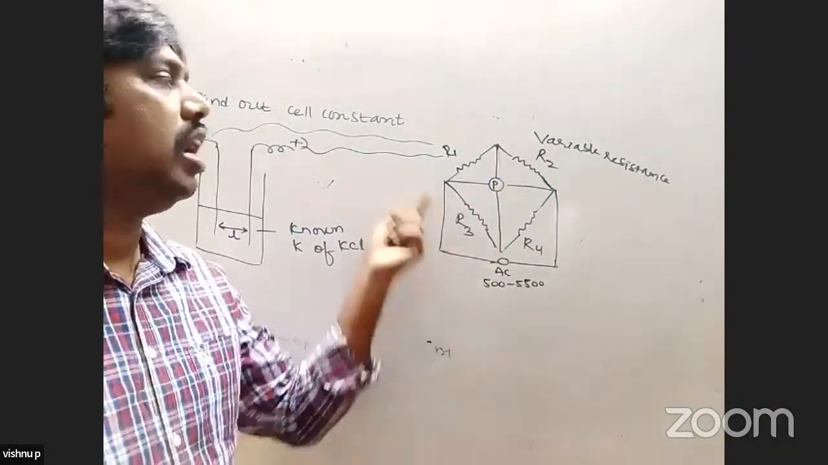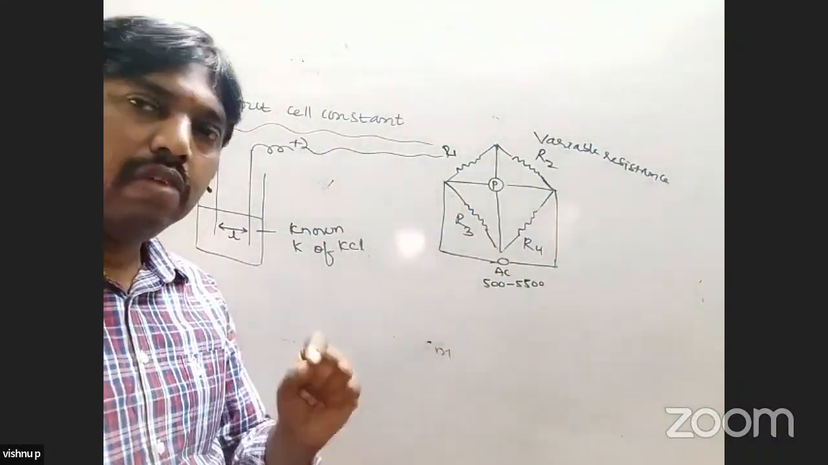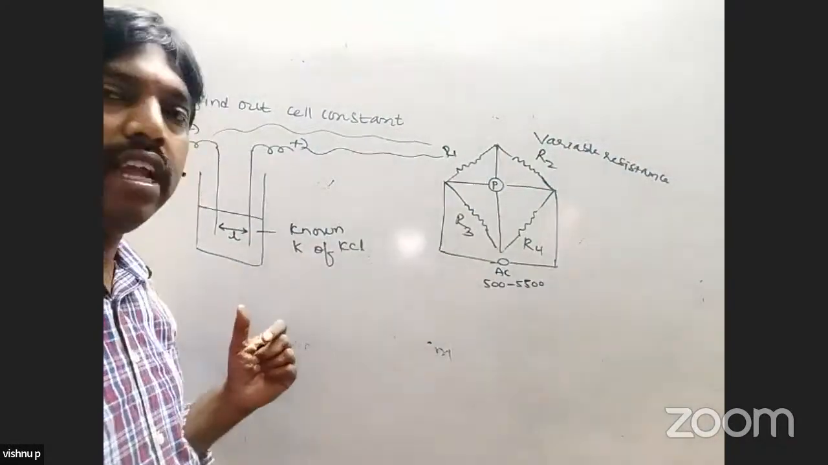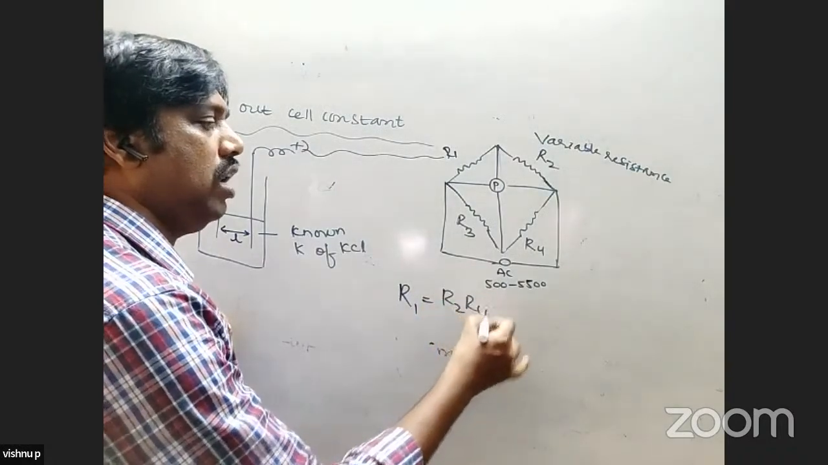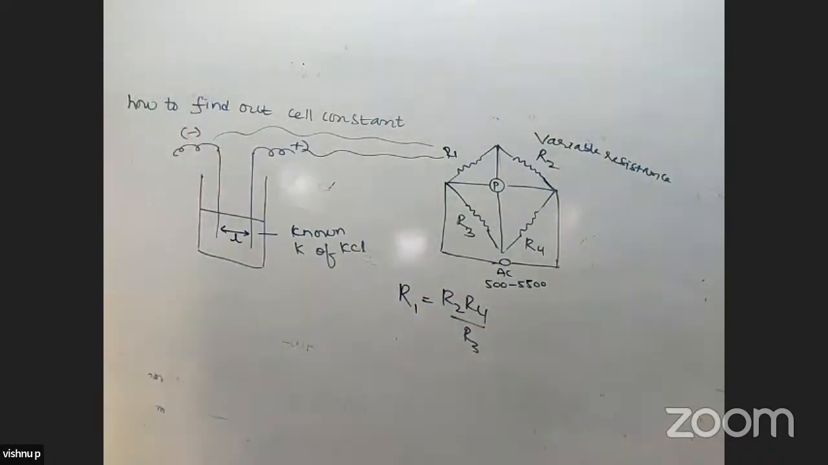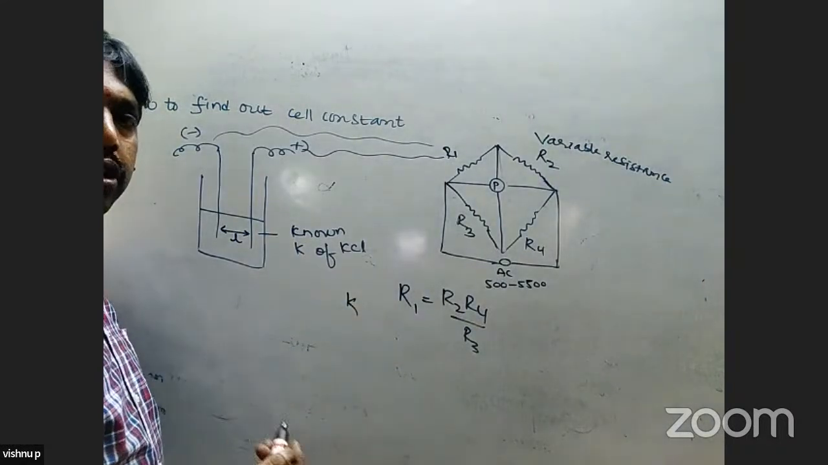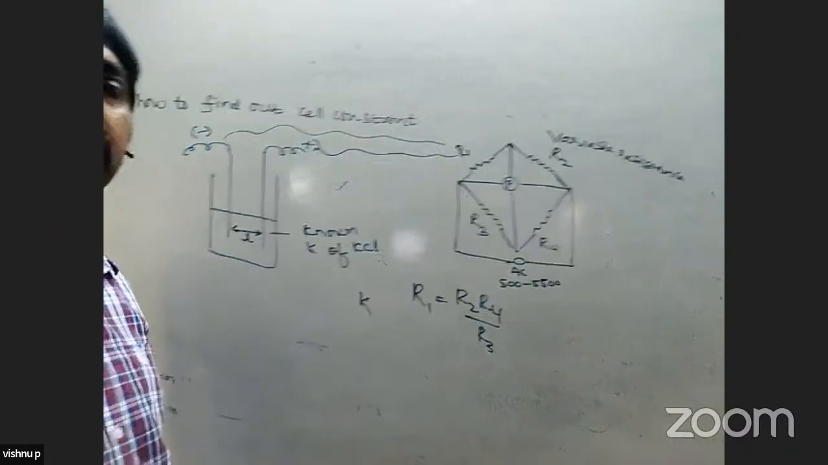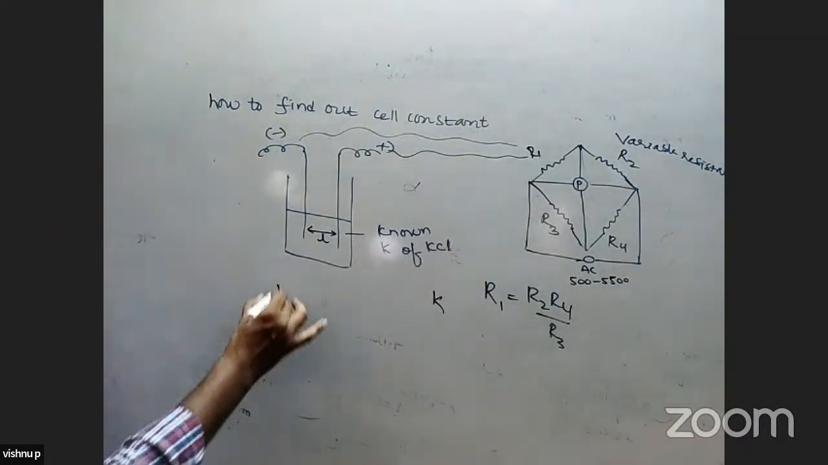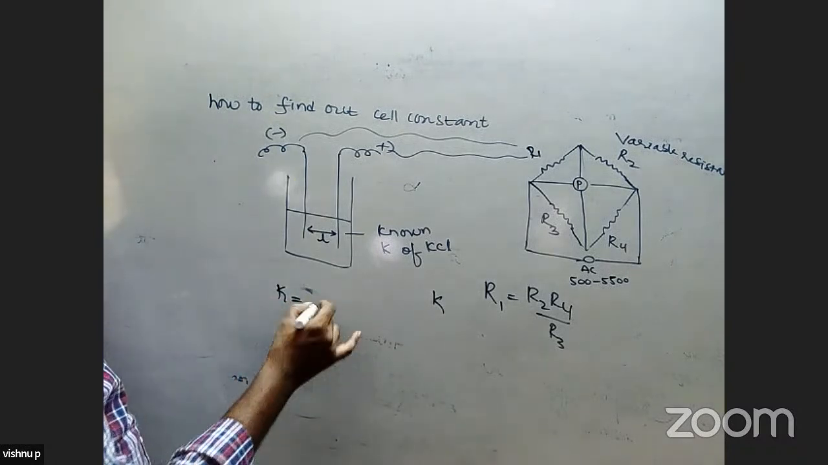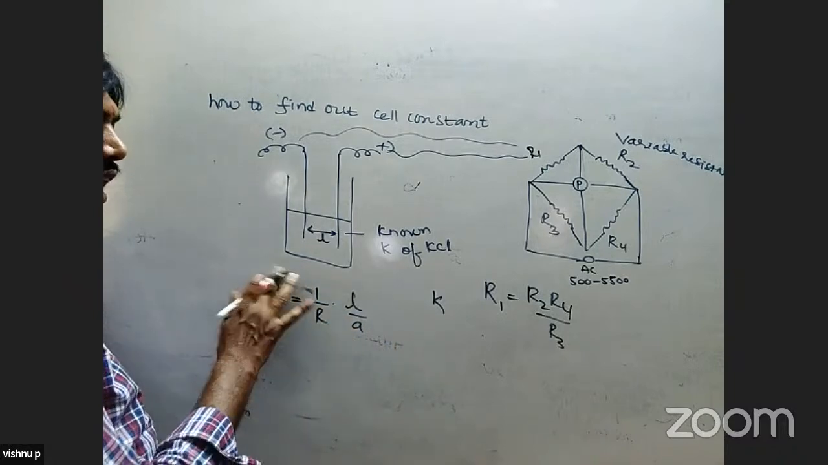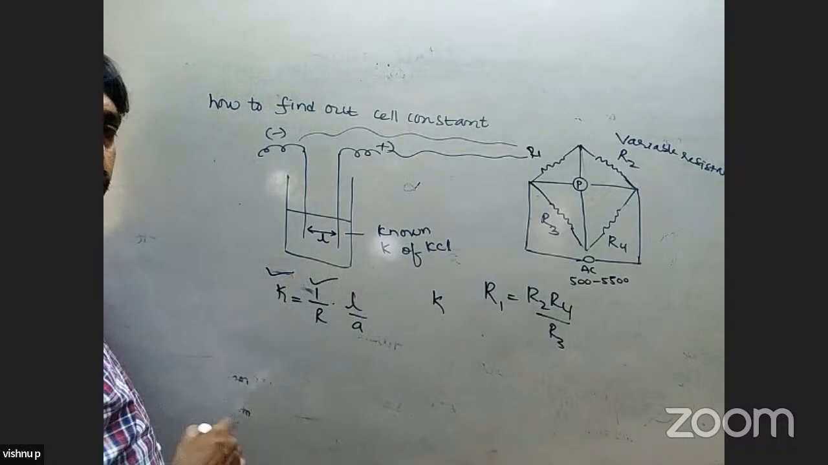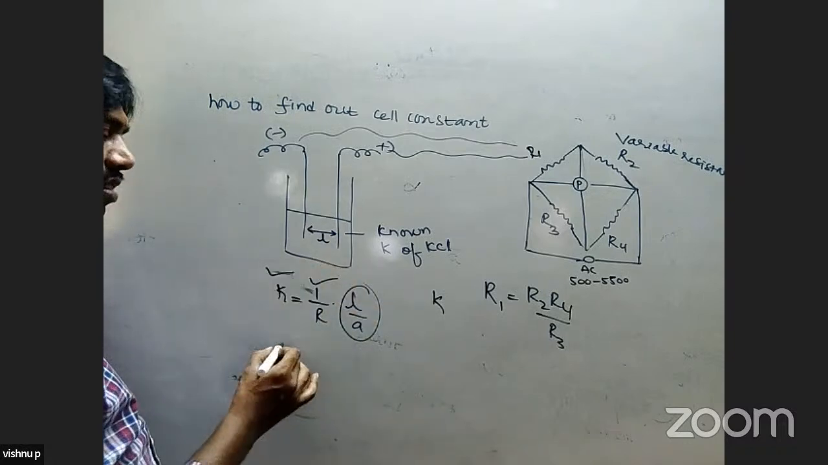We can adjust it, and R1 is the resistance of this electrolytic cell, and we find out R1. R1 is equal to R2 R4 by R3. So here we find out a resistance, and we know the K value because the conductivity value of KCl is already known. So we know that K is equal to 1 by R into L by A. We know K value, we know 1 by R value. From that we can find out the cell constant.